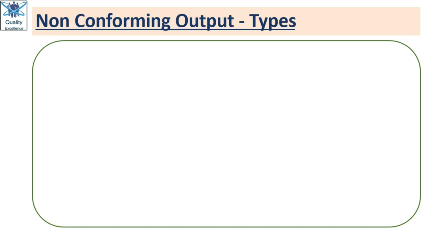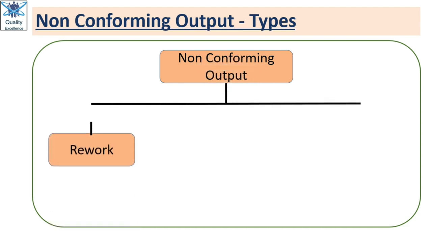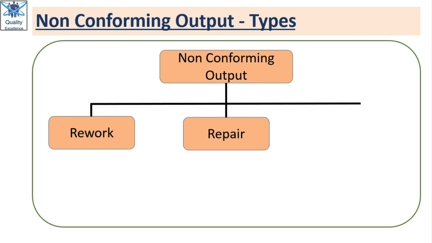Now let us understand the types of non-conforming products or outputs. In non-conforming output, there may be three types. One is where we can do some rework, second is where we can do some repair, and the third one is where it is not usable and we have to reject it. So almost we all know what is reject. Reject is a part which cannot be used. We have to scrap it. So today we'll focus on rework and repair.